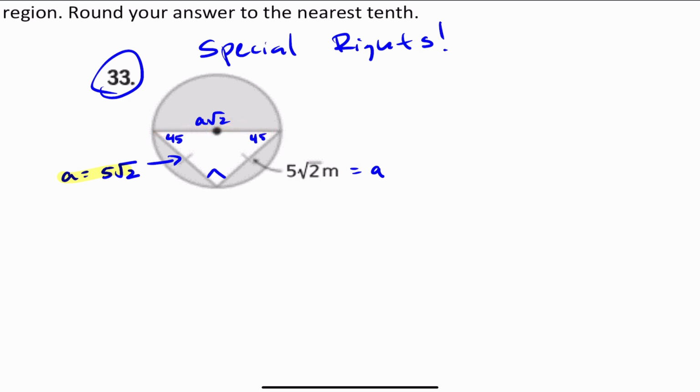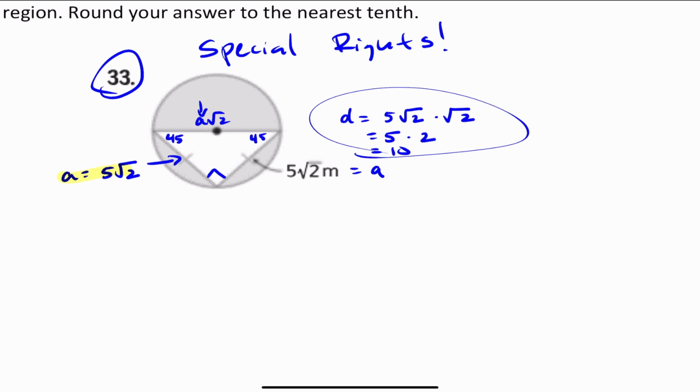So all I got to do is, I know that A is 5 root 2, so I'm going to replace this A with the 5 root 2. So your diameter is what? 5 root 2 times root 2. So 5 times 2, because root 2 times root 2 is what? 2. D is equal to 10. The diameter is equal to 10. Okay? All right.